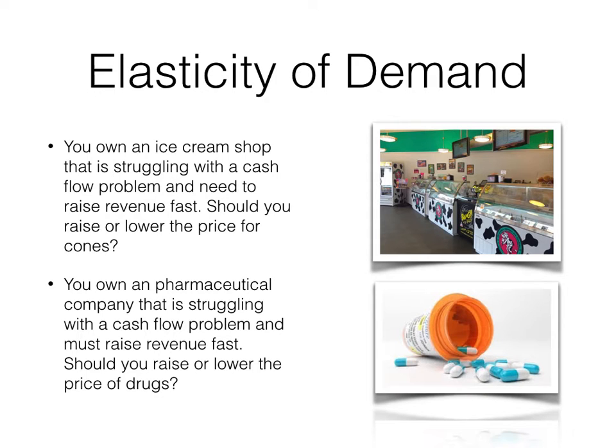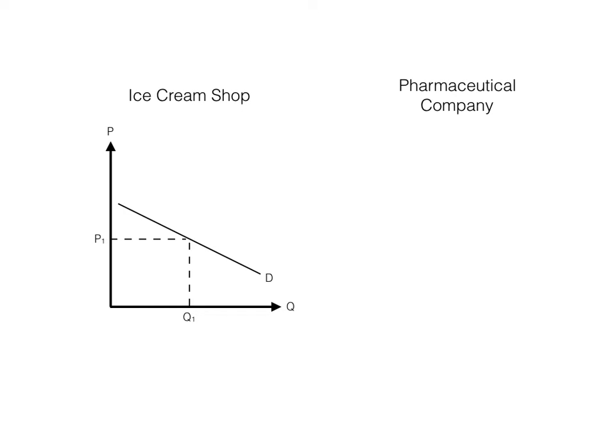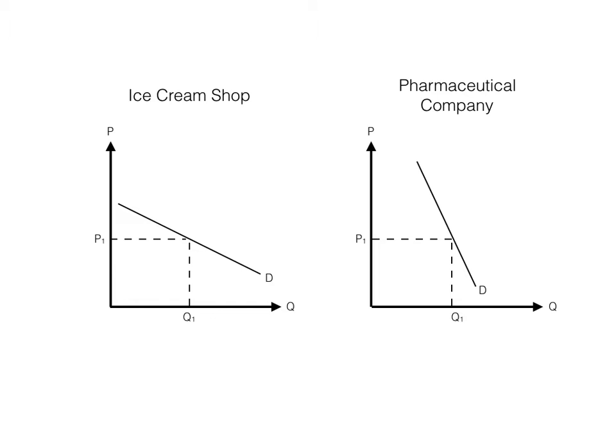There are many substitutes for ice cream. There are few substitutes for prescription drugs that we may need. So let's take a look at this. We can draw it up. Here is the demand curve for the ice cream cone. It's selling at a P1 with Q1 cones sold each day. Here is the market for the pharmaceutical company with price of P1 and Q1 pills sold each day.